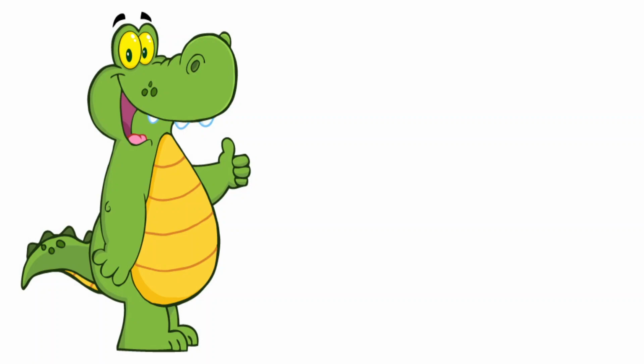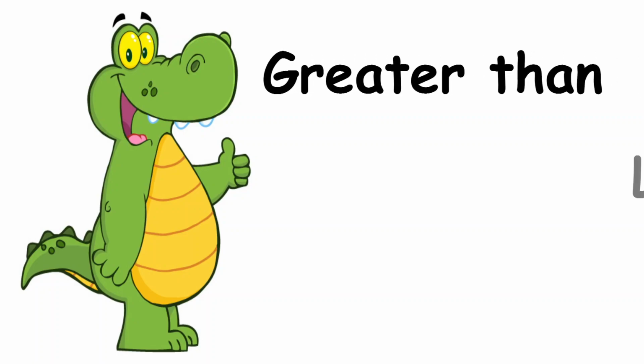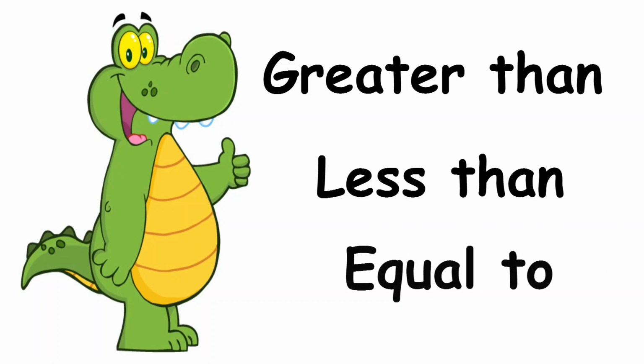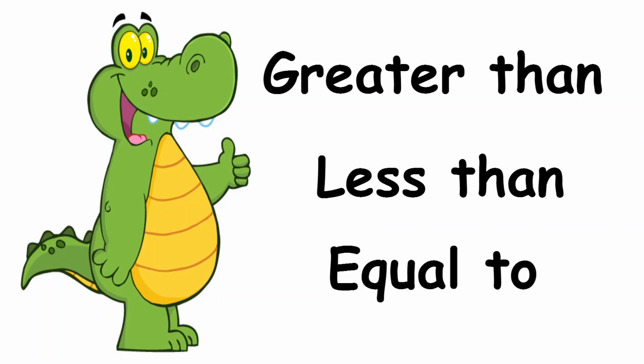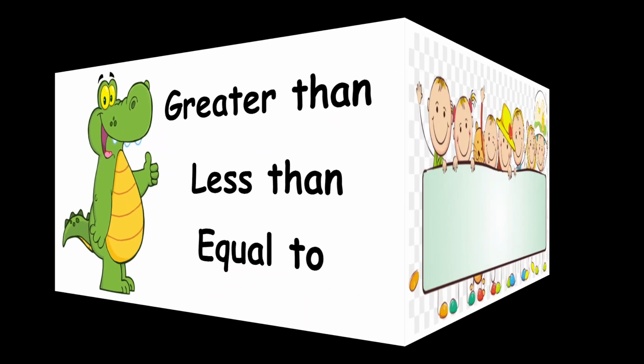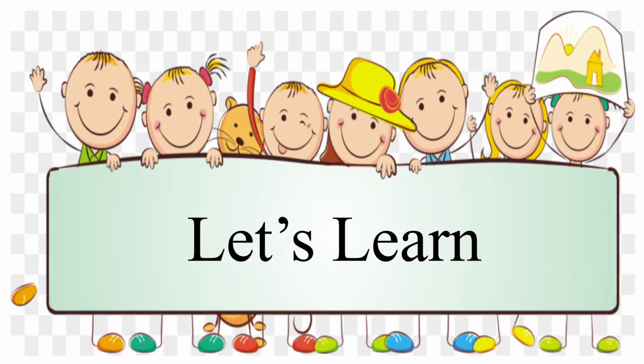Now children, we have seen three terms. When we compare numbers, there are three terms. One is greater than, less than, and equal to. So remember it. When we compare numbers, we use these terms. Now we are going to learn how we will use the terms in sentences. When you form a sentence, how will you use it.